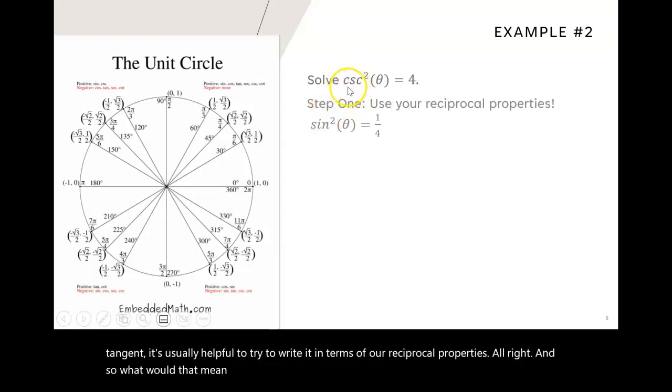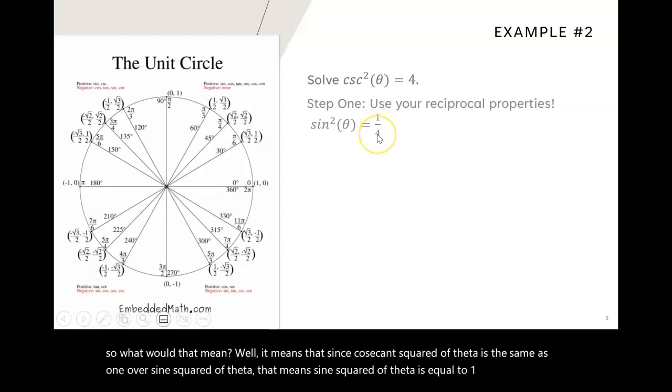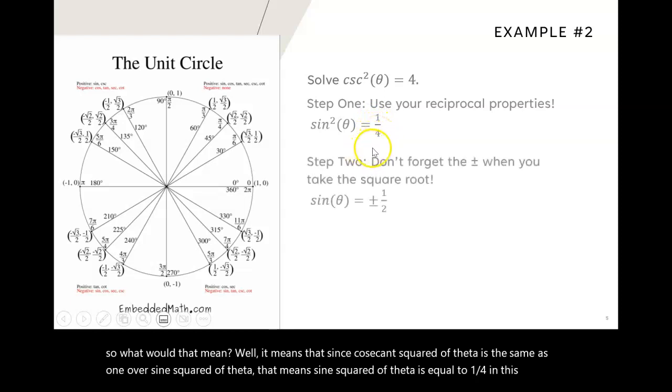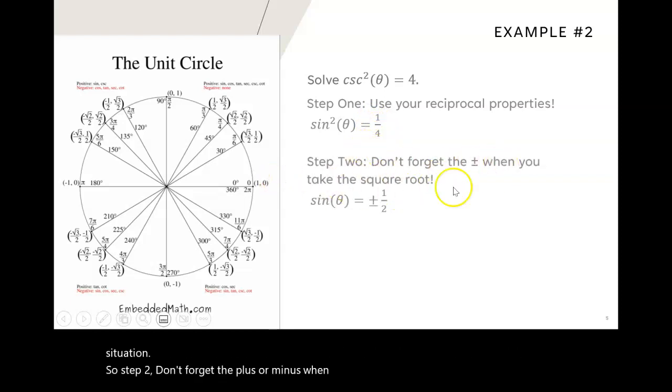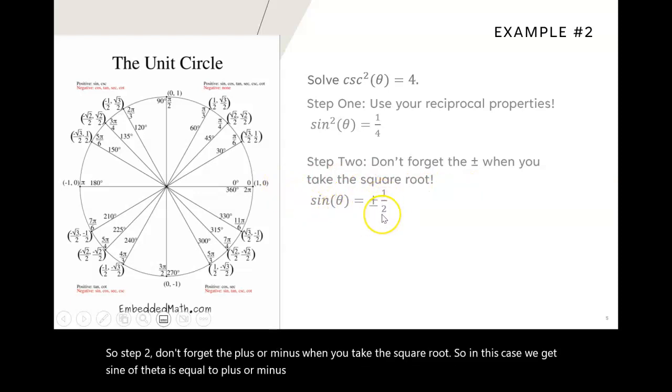Well, it means that since cosecant squared of theta is the same as 1 over sine squared of theta, that means sine squared of theta is equal to 1/4 in this situation. So step 2, don't forget the plus or minus when you take the square root. So in this case, we get sine of theta is equal to plus or minus 1/2.